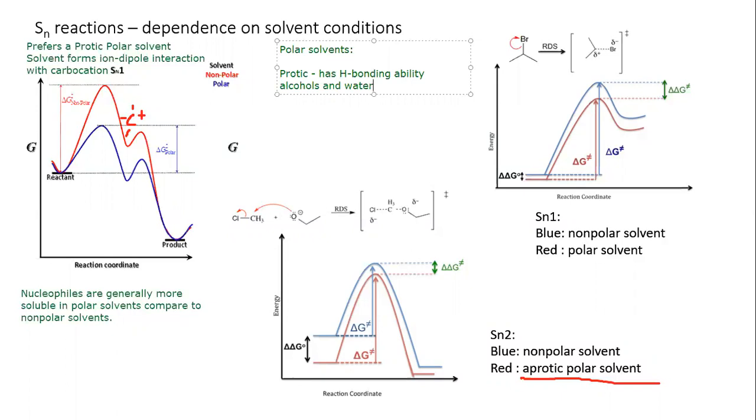Now, aprotic solvents are polar but do not have hydrogen bonding ability. And what this means is they don't have a hydrogen attached to an oxygen or nitrogen atom. So common examples of aprotic solvents, or aprotic polar solvents.